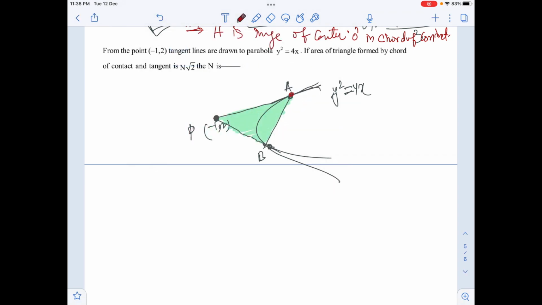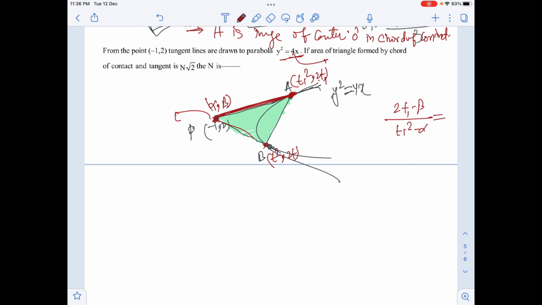Okay. Again, you can solve this question in many ways. Just say one way, you can take a point like t1 square, 2t1 on y square equal to 4x in parametric form, and t2 square, 2t2. And the point of intersection of the tangents, आप इसको अल्फा कॉमा बीटा ले सकते हो. Okay, and you can use one relation from coordinate geometry. What will be the slope of this line? 2t1 minus beta divided by t1 square minus alpha, right? And that will be equal to the slope of the tangent at point A.